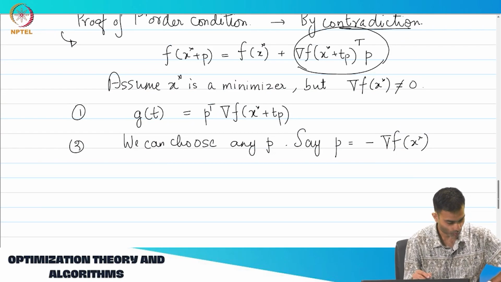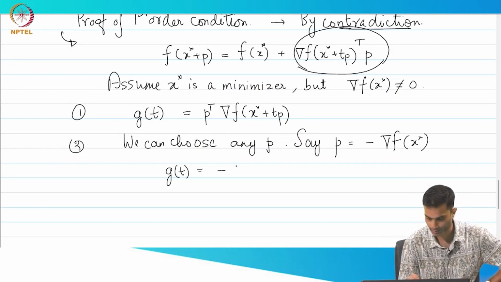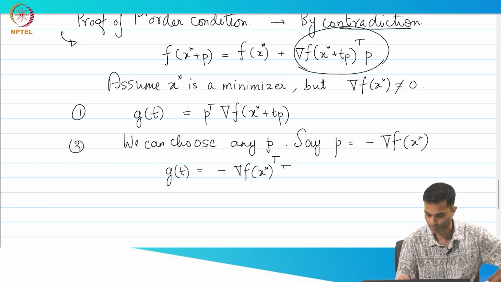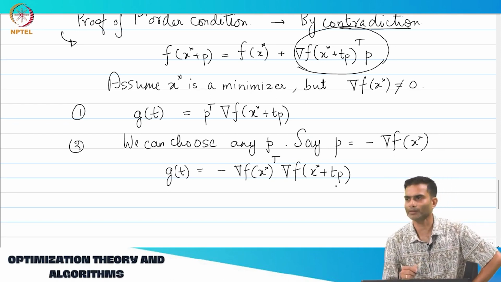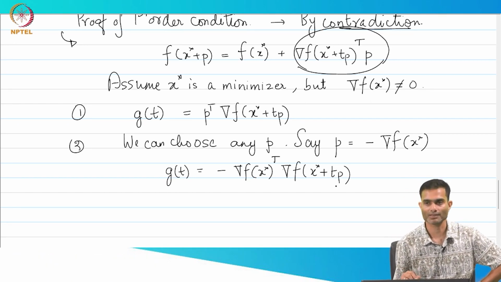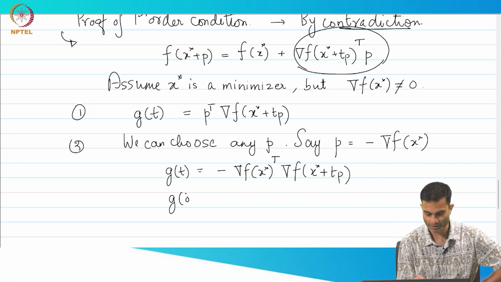So what happens to my g of t? It simply becomes grad f of x star transpose grad f of x star plus tp, which doesn't look that interesting. You might look at it and say so what, but let's see what happens. What is g of 0?